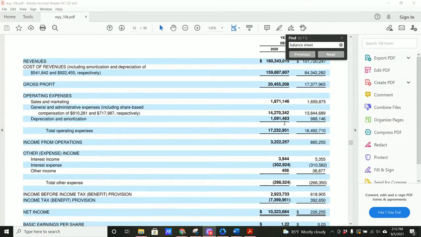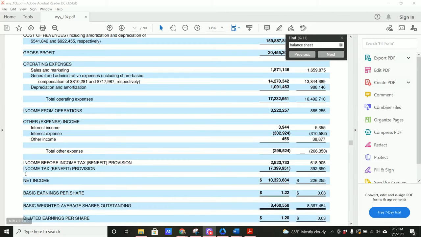10K. And we want the income statement. And I'm gonna show this as soon as I get it up. It's taking me a little bit, so I apologize for that. I'm actually gonna pause until I get it back up. Okay, so I found it.